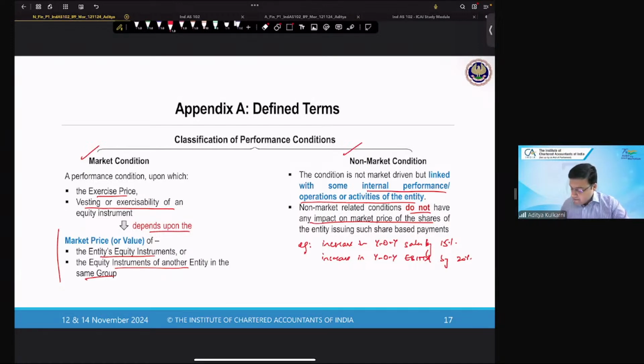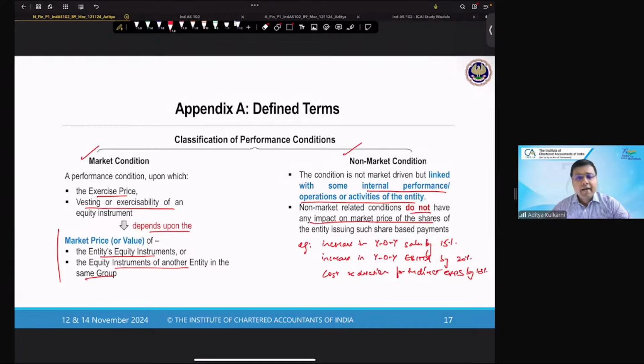Or you could take cost reduction for indirect expenses by 10%. So all these market price or market conditions have no bearing. These I can do even without any dependency on the market. And therefore, these become your non-market based performance conditions. Are you clear, Jeannie? Yes.